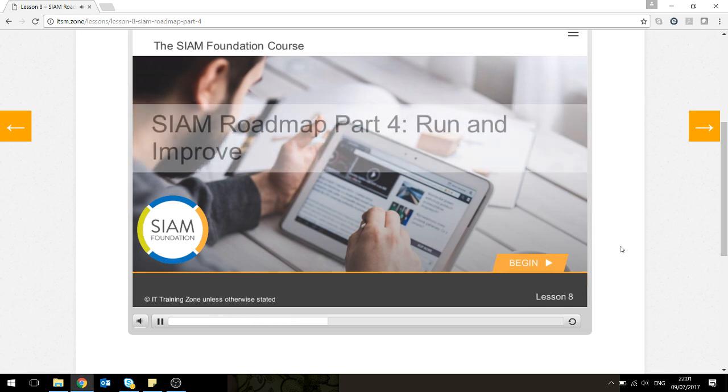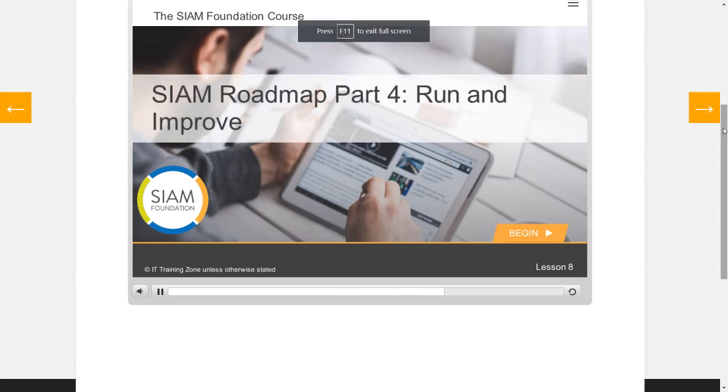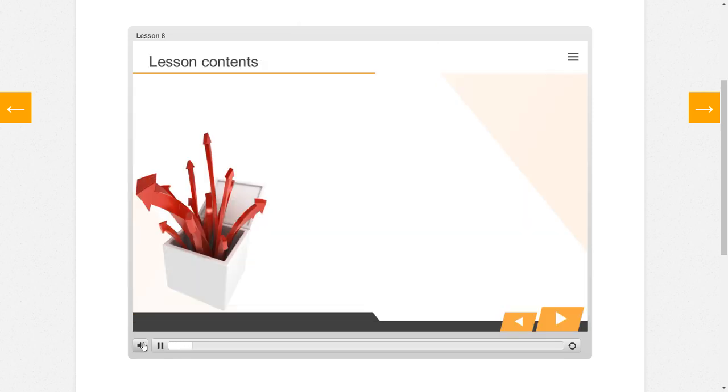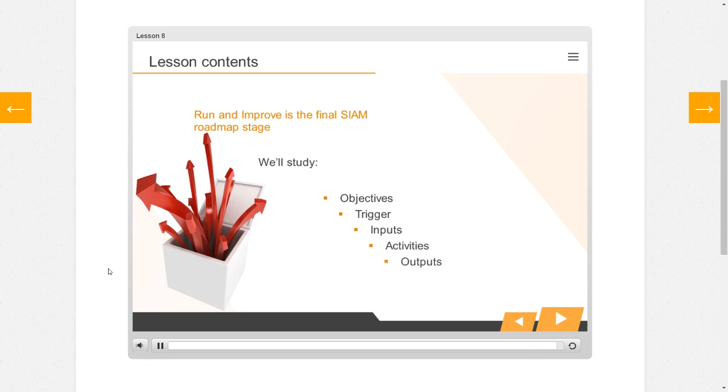Lesson 8, SIAM Roadmap Part 4, Run and Improve. Welcome to Lesson 8, where we will complete our studies of the SIAM Roadmap by looking at the Run and Improve stage, including objectives, trigger, inputs, activities, outputs.